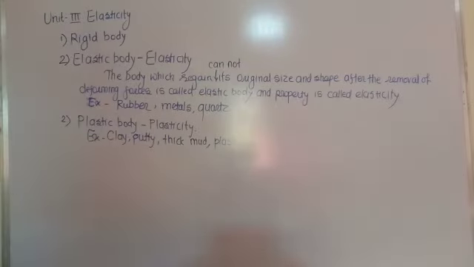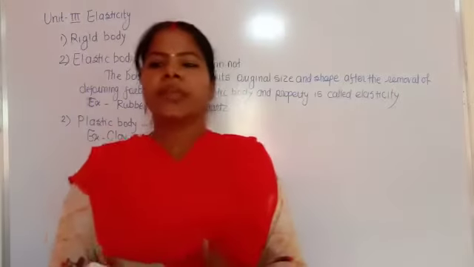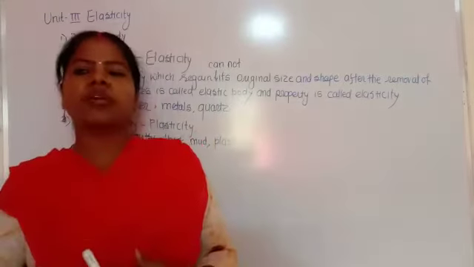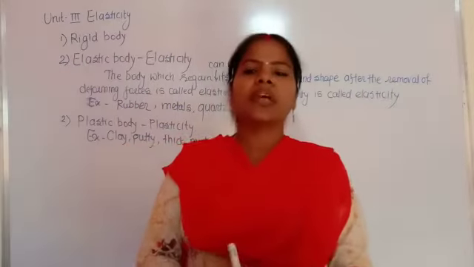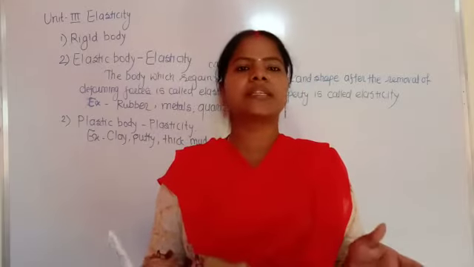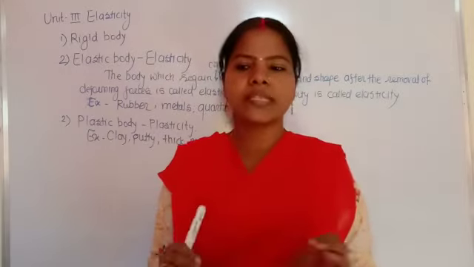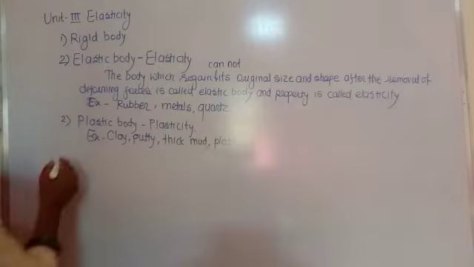So the next one is the perfectly elastic body. No actual body is perfectly elastic or perfectly plastic. Behavior lies between these two limits, plasticity and elasticity. This is only a behavior, not a body exactly. If a body regains its original shape and size completely and instantaneously upon the removal of deforming forces, then it is called perfectly elastic.